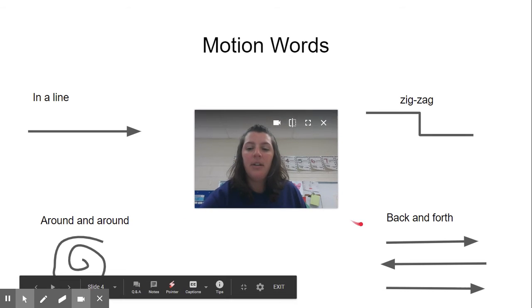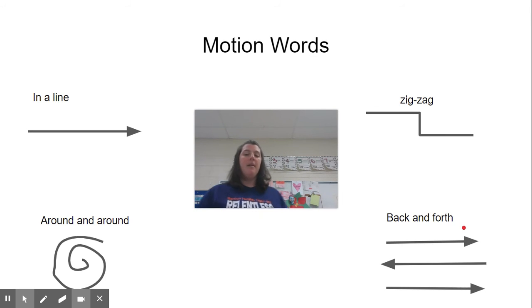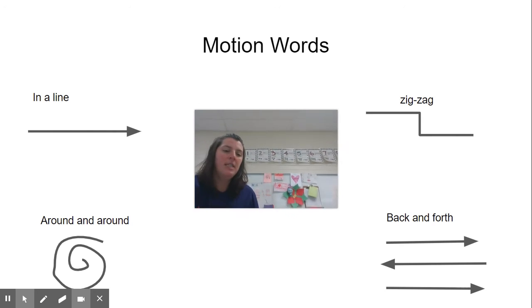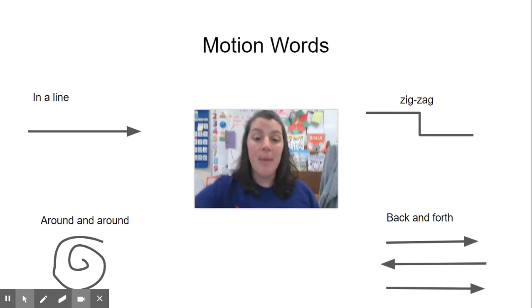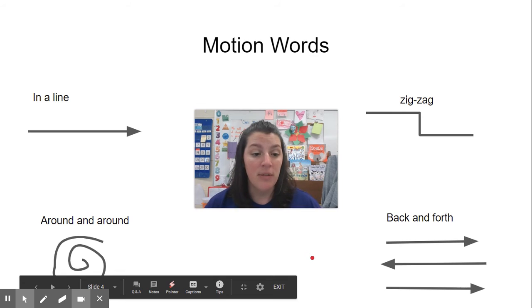And lastly, we talked about back and forth. So this time we're going to move in a line, but we're going to go back and forth. Ready? Start on one side. Go one way. Oh, now go back the other way. Oh, go back. This is back and forth. That's right. These are all motion words that describe how our top moved and how we can move too.